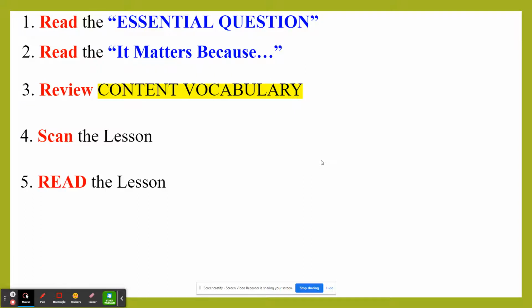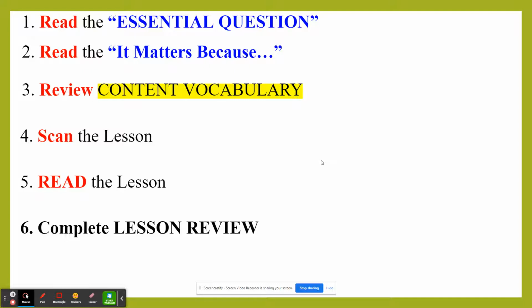5th step is to read the lesson. Okay, most of the lessons are anywhere from like 3 pages to maybe 10 pages long. Reading will become very important for your success in the classroom. Step number 6 is the actual homework part. Okay, your textbook calls it a review.